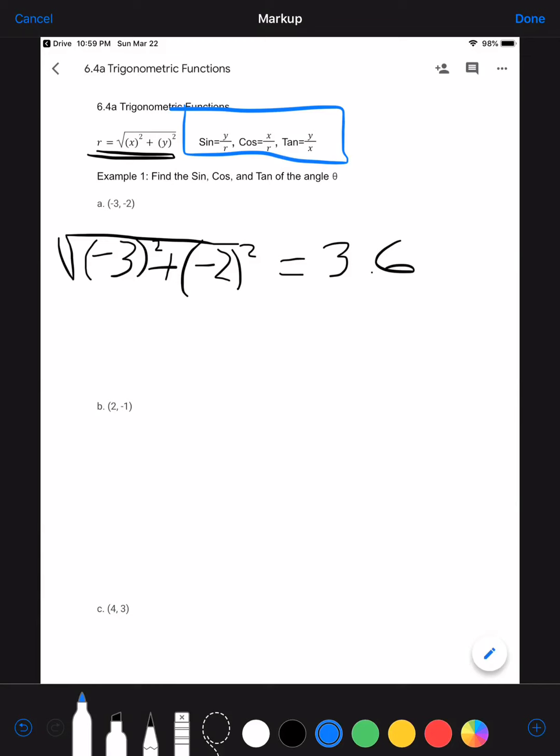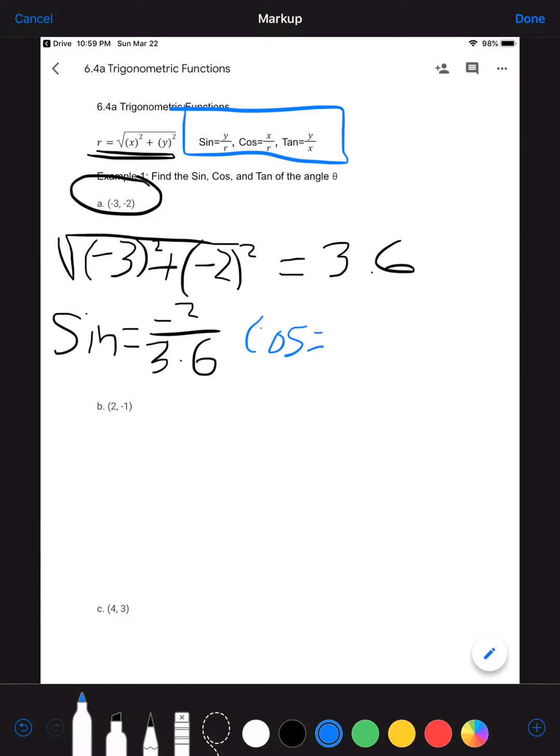Okay? So we're going to start with sine. So sine is y over our radius. So sine equals y, which if we look back up, y is -2. So -2 over our radius, which we just found, 3.6.